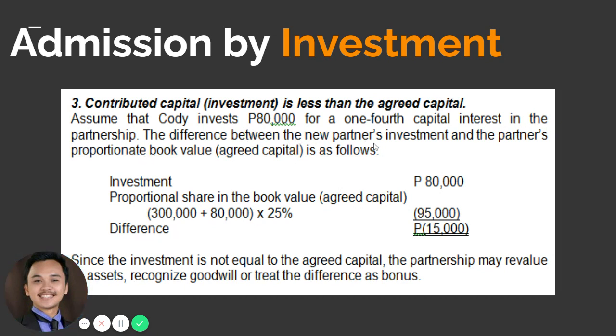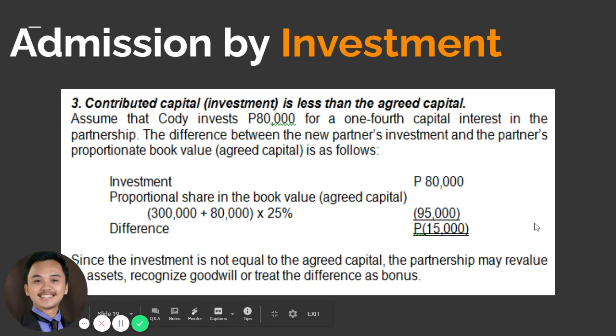The difference between the new partner's investment and the partner's proportionate book value agreed is as follows. So ang investment is 80,000. Pero ang madawat daw niya is 300,000 plus 80,000 times 25% is 95,000. So that means ang makredit sa iya is 95,000 pero ang iya lang gi-invest is 80,000. So that means na ay difference nga 15,000. So kanang 15,000 that will be shared by the old partners. So since the investment is not equal to the agreed capital, the partnership may revalue assets, recognize goodwill, or treat the difference as bonus.